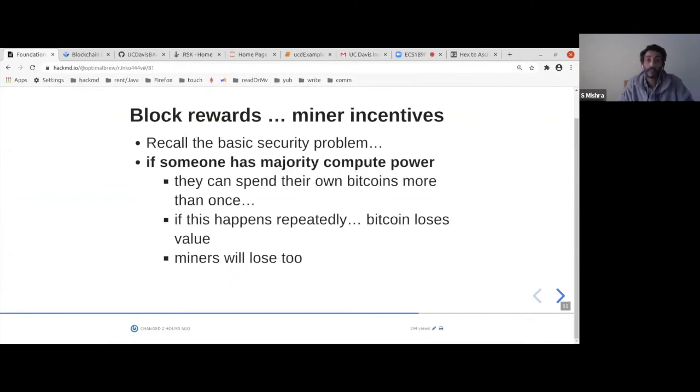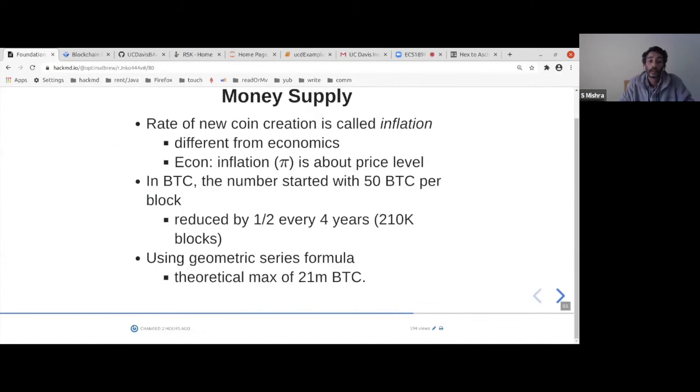Time check, 5:55. So, a quick stop on money supply. If you do the calculations on how many Bitcoins there are in the new transaction, 6.25, that's going to be the same for the next 4 years, and then it's going to get halved again. You use the geometric series formula and come up with a theoretical maximum of 21 million Bitcoin as the total supply possible. And I forget when we will reach that, but it's in several decades from now.